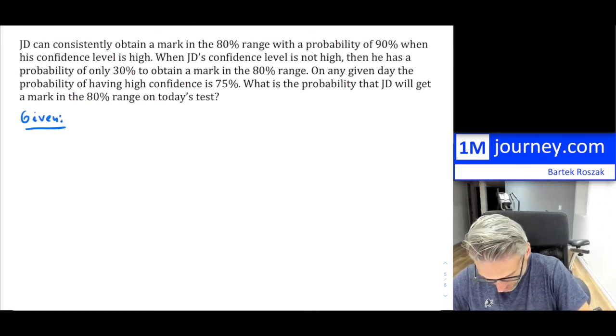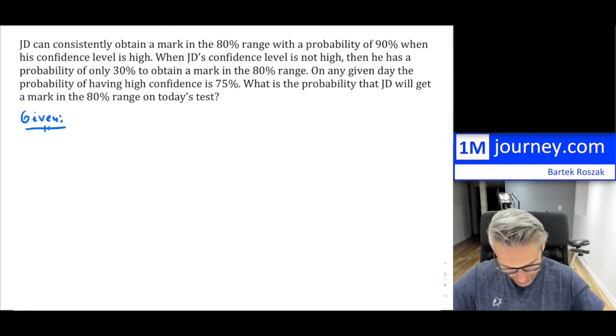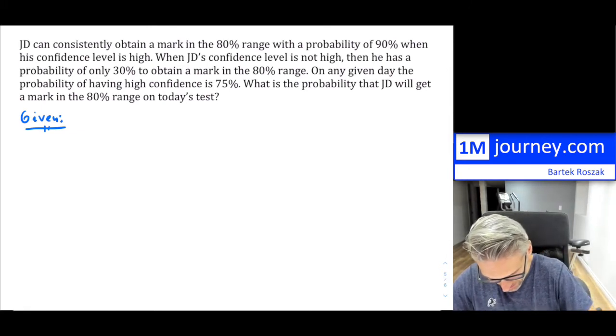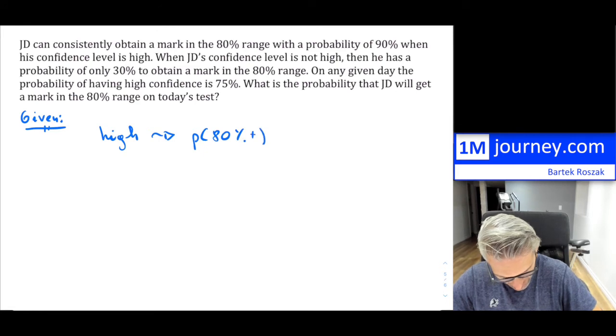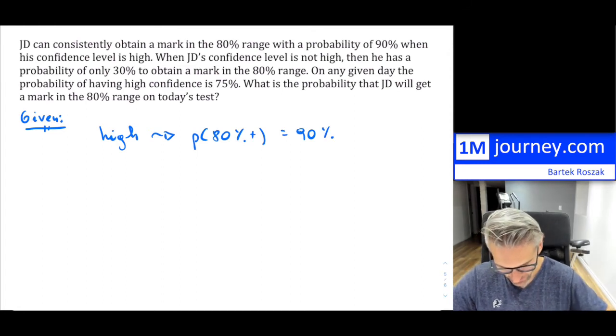I just want to break all of this down. Okay, so when his confidence level is high, he can obtain the 80% plus, so the probability of obtaining 80% plus is equal to 90%, or 0.9.